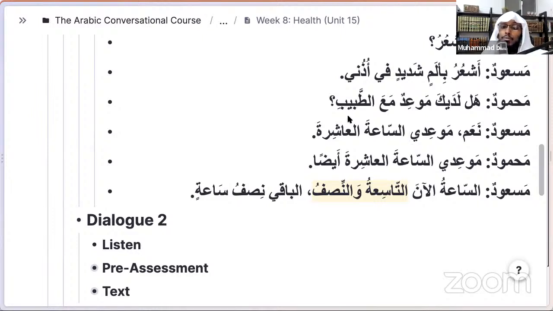The khabar, which actually is more technically correct but would be confusing, is that there's actually a noun hidden here, كائن. موعدي كائن في الساعة العاشرة. So that كائن is the actual khabar. It hasn't been mentioned because it's implicit, it's understood. الساعة التاسعة كائن الآن. But that's getting too technical, too technical for this level. For now, I just wanted you to understand why this is dhamma, why this is fatha.